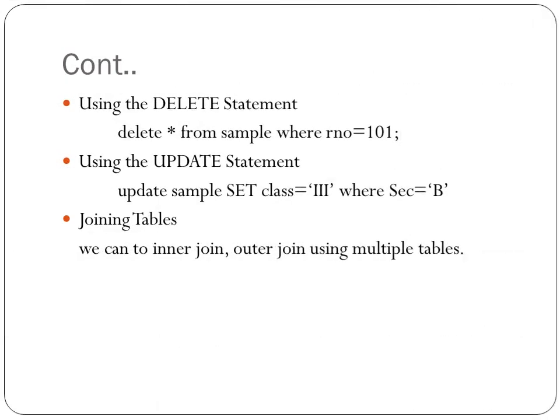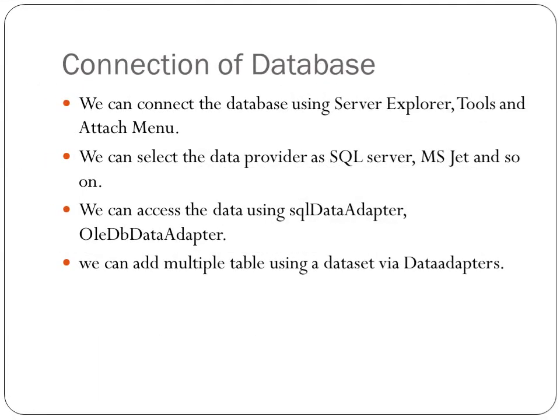The delete statement is used to delete a record or delete all the records. And using the update statement, we can update a single record or update all records. And next one is joining tables. We can join multiple tables using inner join or outer join. So here inner join means we have some condition. So till now we have seen what is meant by database and overview, and what are the queries used for database.